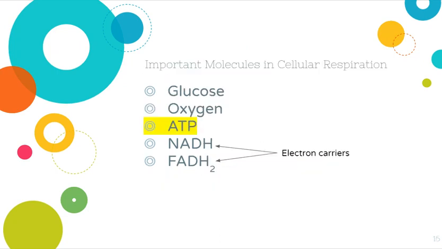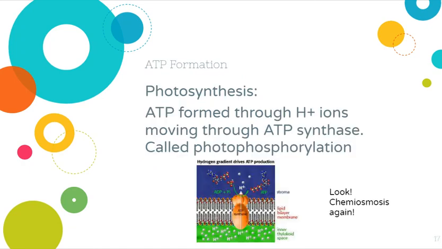And then the other big player is going to be ATP. Now you all, hopefully by this point in time, are very familiar with ATP, but I just want to revisit it, okay? In photosynthesis, ATP is formed through hydrogen ions moving through ATP synthase, okay? And this is called photophosphorylation because we're phosphorylating the ADP, and light is what drove the whole thing, hence the photo, okay? And this is, remember, chemiosmosis, hydrogen ions creating ATP, okay?